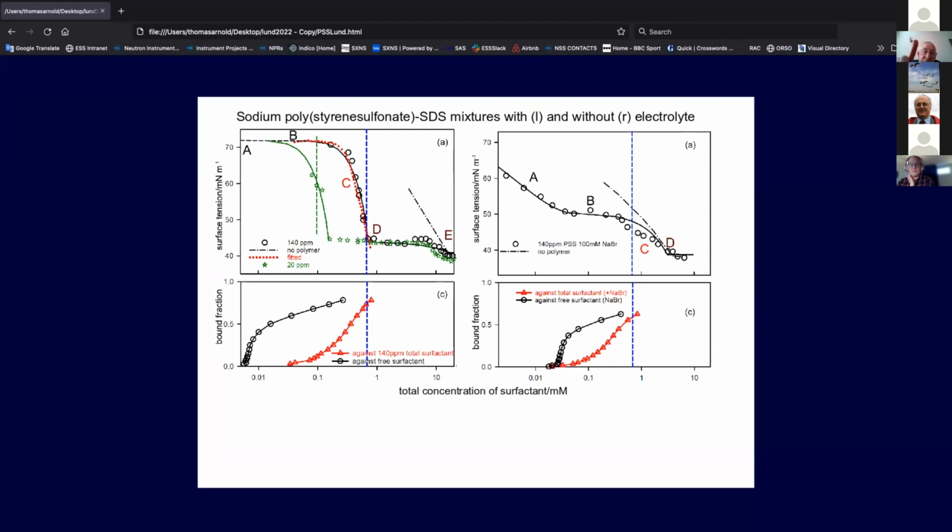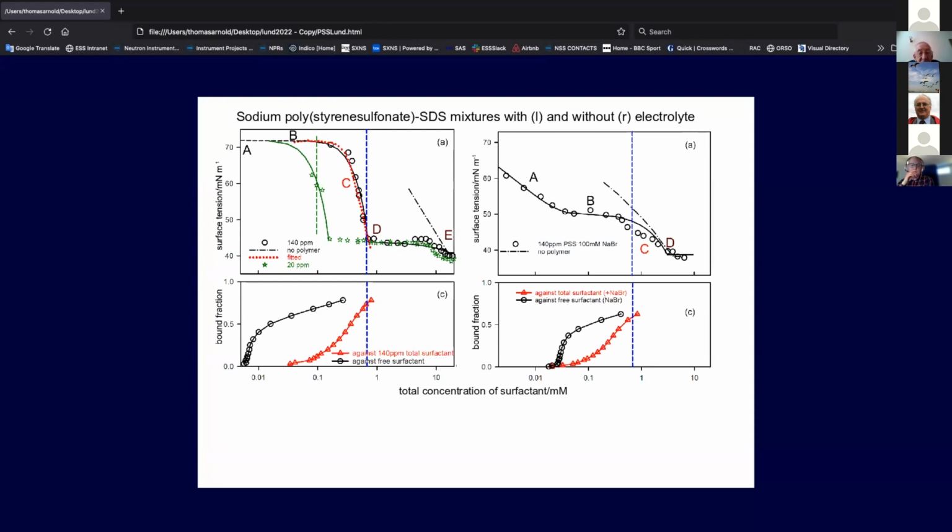Now, the activity of the surfactant is the free surfactant concentration. It's not the total surfactant. And the free surfactant in the binding curve goes through a range where it hardly changes at all. It's almost vertical. That's the Satake-Yang binding isotherm there. And if the free surfactant doesn't change, then the activity doesn't change and the surface tension doesn't change. That is the plateau B here.